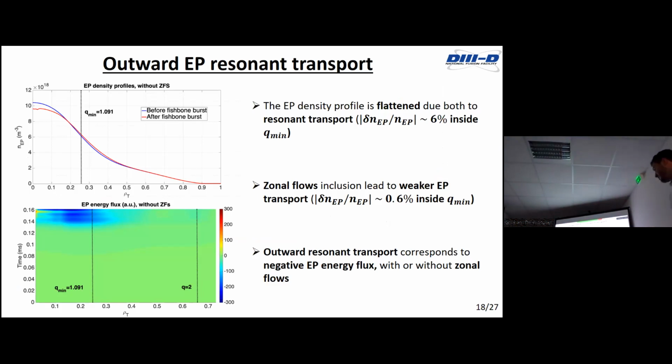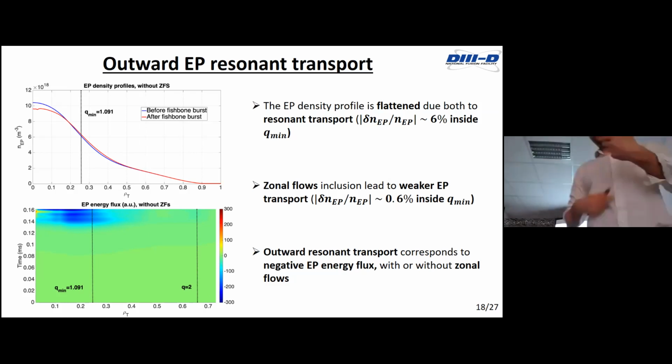But with zonal flow, you can see that this transport is reduced by a factor of 10, so only 0.6. And here I'm showing the fast particle energy flux as a function of the radial profile, and here as a function of time. So you can see that as the mode interacts with the particles, the particles are giving energy to the mode, so it's negative flux. And so they give you energy as they move outward. So that's what's going on.